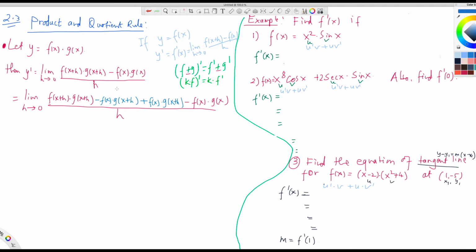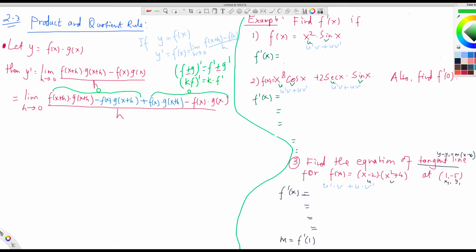Why did I do that? You will know that later. But adding and subtracting the same thing does not make any difference, because these are the same thing, right? If you cancel that, you will get exactly the same thing. But I am adding and subtracting something just to use the limit definition of the derivative, okay?